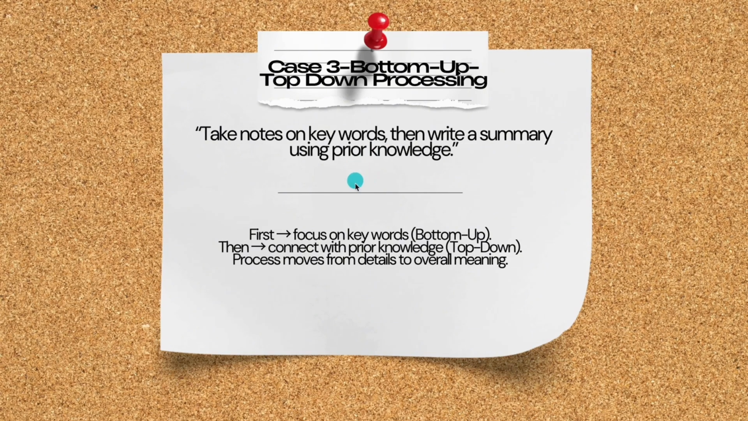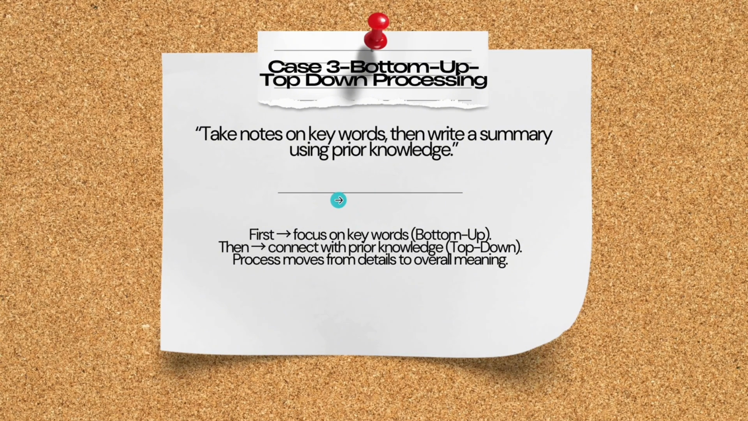Okay, for the third case, take notes on keywords, then write a summary using prior knowledge. So this case shows a bottom-up to top-down process. Why? First, we use bottom-up processing when we listen carefully and identify keywords and specific details. We focus on exact information from the text.